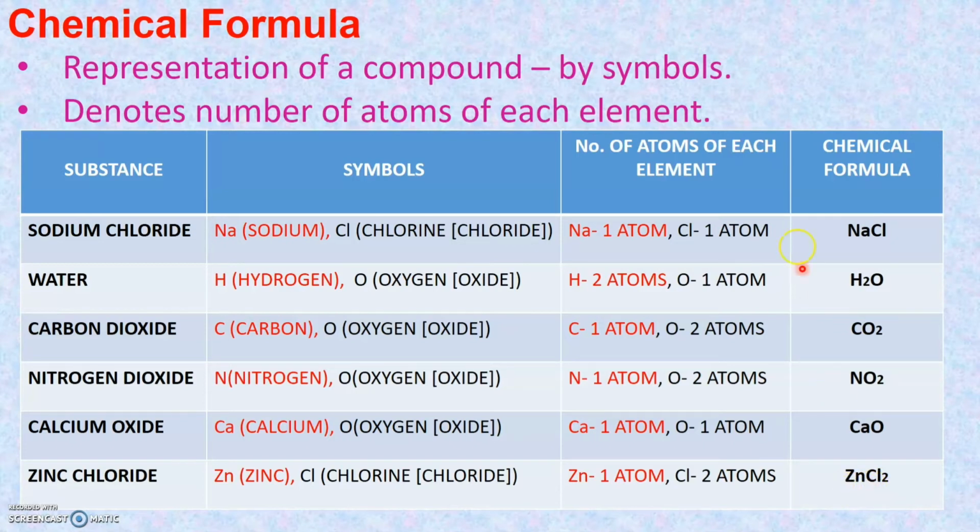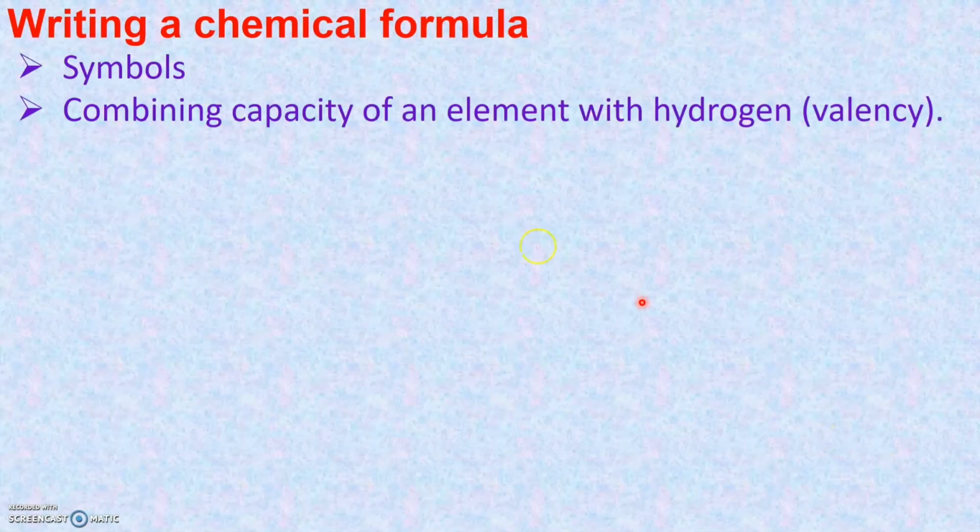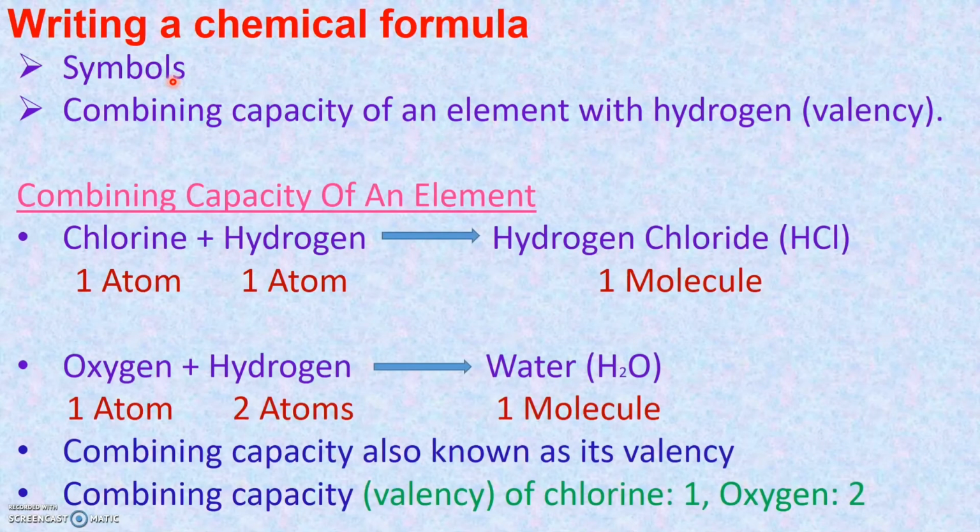But in order to write all these chemical formulas of various compounds, we need to have an understanding of two important things. One is the symbol of the element, and next is the combining capacity of an element with hydrogen. Now let us see what is the combining capacity of an element with hydrogen. We have already learned what are the symbols of various elements, isn't it? Yes. So let us go on to see the combining capacity of an element.